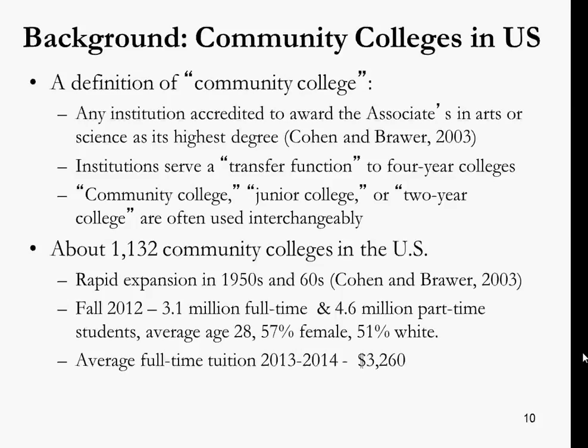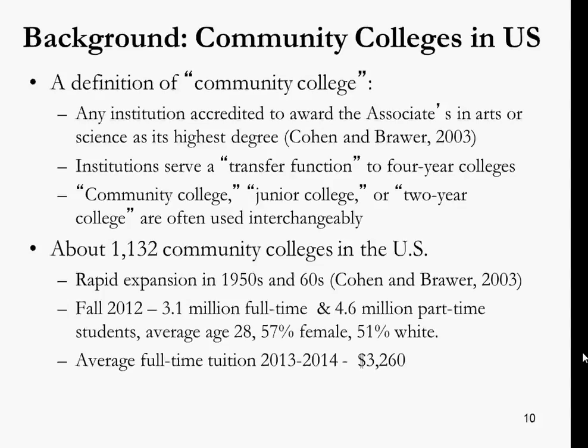There are roughly 1,100 or so community colleges in the U.S. A lot of people go to community colleges, although a lot of them are older, non-traditional students, and many of them go part-time. In 2012, the fall enrollment was about 3.1 million full-time students in community colleges and about 4.6 million part-time. The average age is 28, so you can see that's a much older group. It's also disproportionately non-white: about 49% of community college students are non-white.